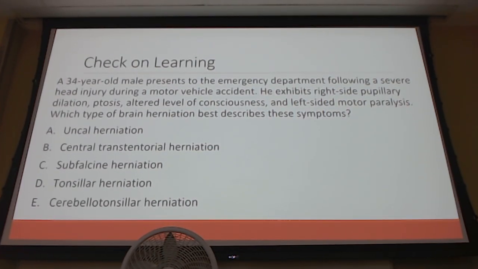All right, let's see what type of herniation syndrome this is. 34-year-old male presents to the ED following a severe head injury during a motor vehicle accident. Exhibits right side pupillary dilation, ptosis, altered level of consciousness, left side motor paralysis. Which of the brain herniations best describes these symptoms?